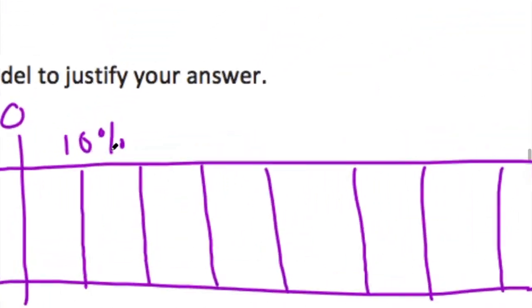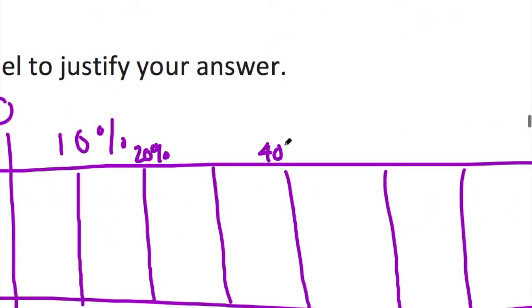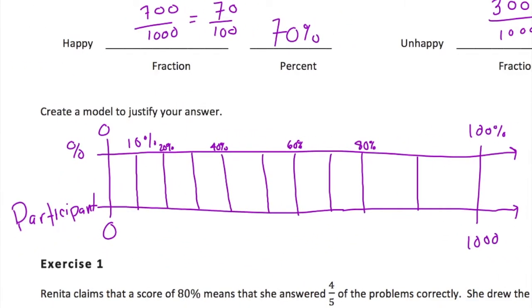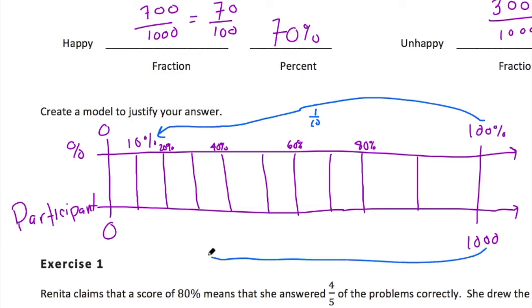Alright, so we start with 10%. We'll fill in some of these: 20%, 40%, 60%, 80%. And then let's find the corresponding amounts for participants. To do that, think about from 100 to 1,000, that's 1/10. So to go from 1,000 down to that first line, we have to take 1/10 of that, so that's going to be 100. And so 200, 400, 600, and 800 there.